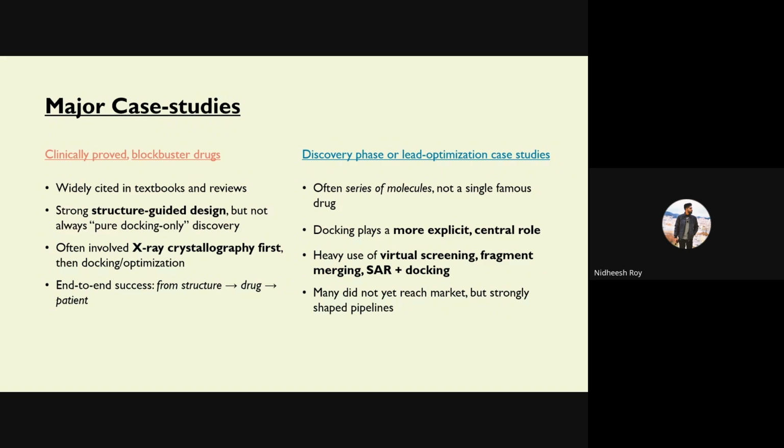When we compare these three categories, clinically proven drugs, blockbuster drugs, and discovery phase, in discovery phase studies, docking is predictive and exploratory. In blockbuster drug development, docking is iterative and optimization driven. In clinically proven drugs, docking is explanatory or confirmatory.